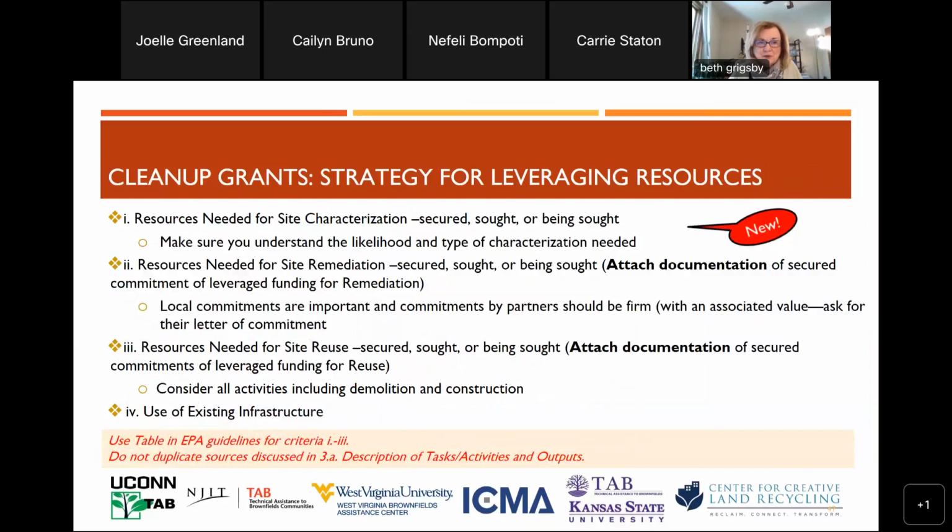And then cleanup grants. There's a new piece of that: the resources you need for site characterization. Boy, you better have that cleanup plan buttoned up tight, because there's going to be so much competition this year for that. So make sure that you're dotting the i's and crossing the t's. Resources needed for site remediation, attached documentation. And when you go to resources needed for site reuse, again, attached documentation. It's an important piece. Consider all activities, including demolition, construction, and again, use of infrastructure. Next slide, please.